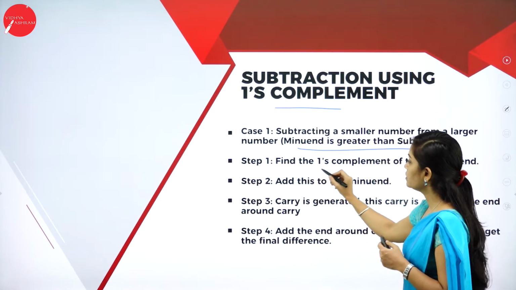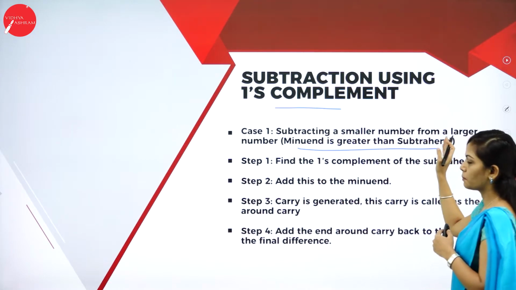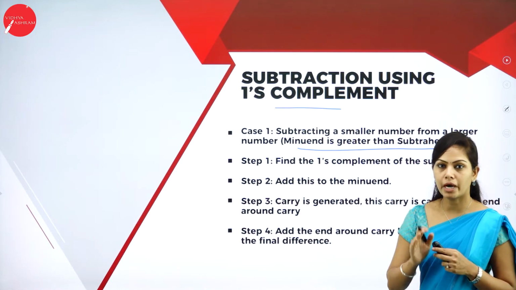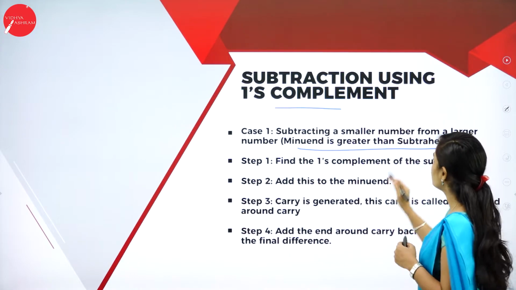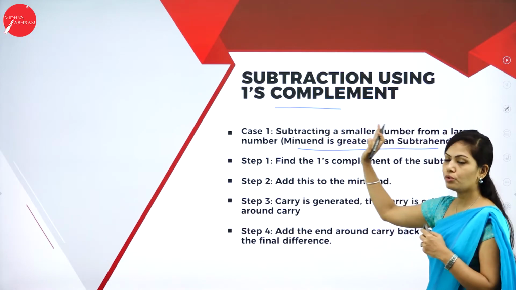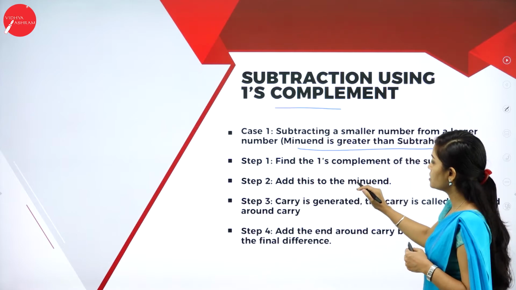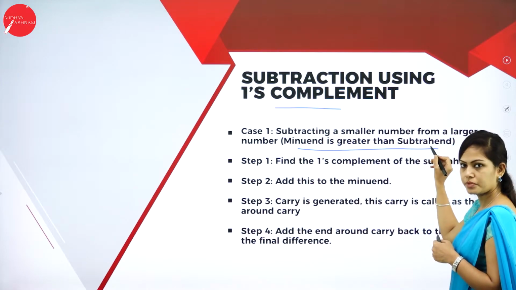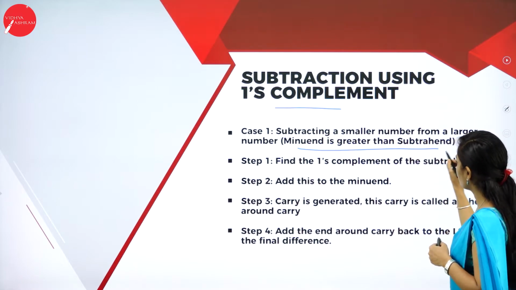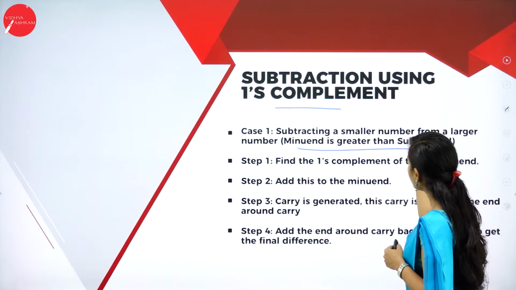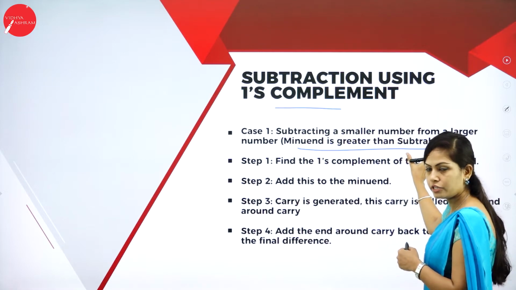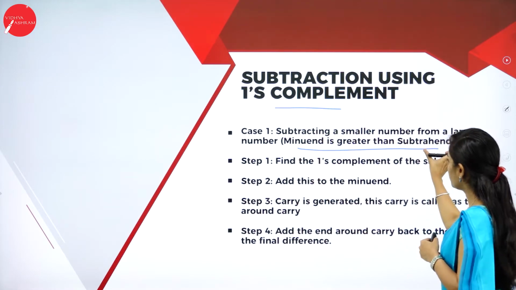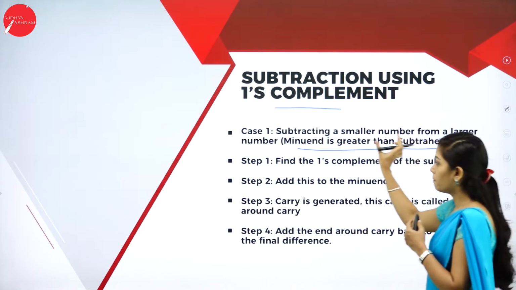First you have to find the 1's complement of the subtrahend. First you need to check which is the subtrahend and which is the minuend. That is very important. Step 1 is find the 1's complement of subtrahend, and add this 1's complement of subtrahend to the minuend.